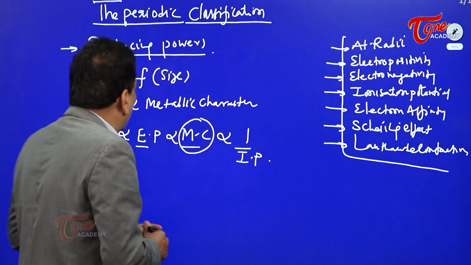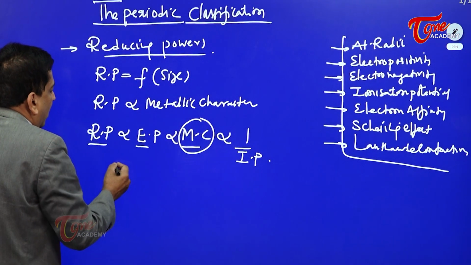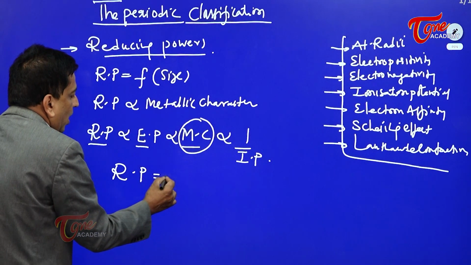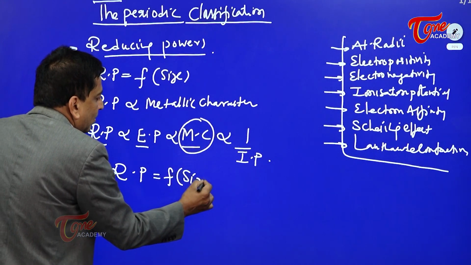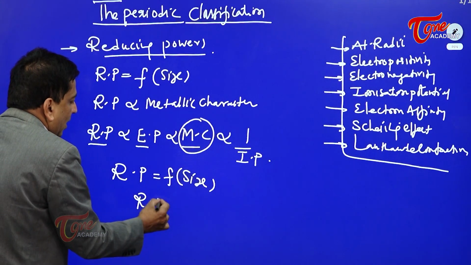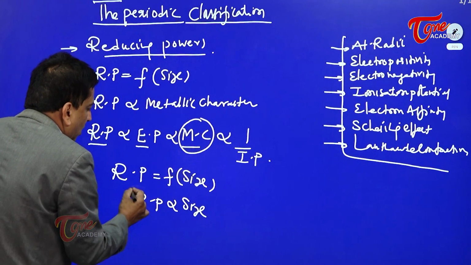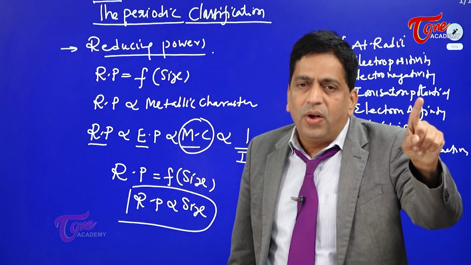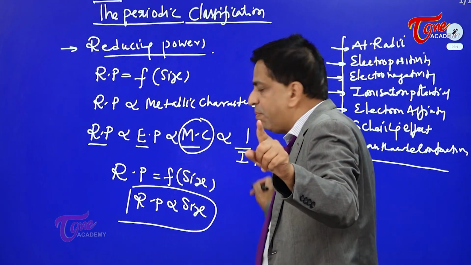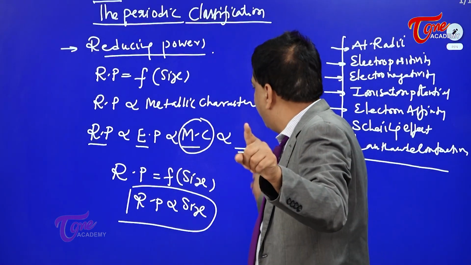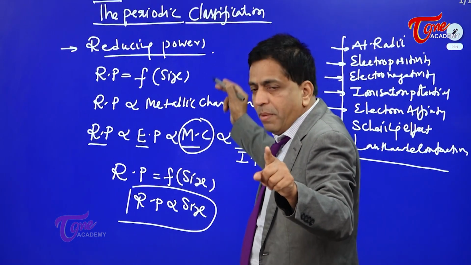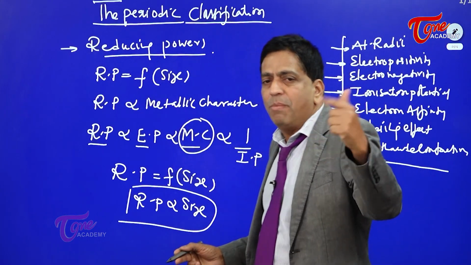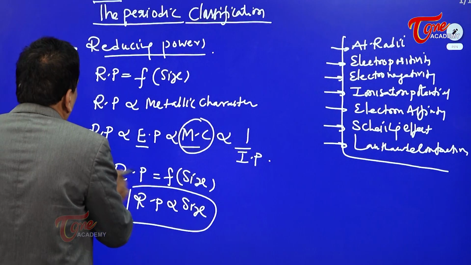How to simplify: since we are discussing reducing power, remember that RP, reducing power, is also a function of size. In fact, RP is directly proportional to size. You must understand. Because if the size is more, then the ionization potential would be lesser. If the IP is lesser, then the metallic character would be more. The EP would be more. The RP would be more. And the size is also more. So I can introduce this here.